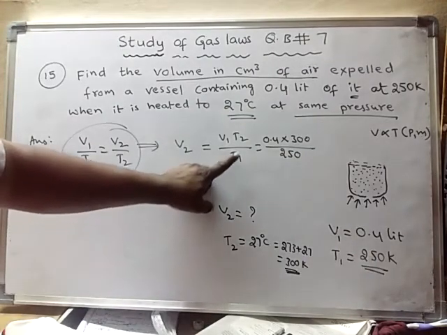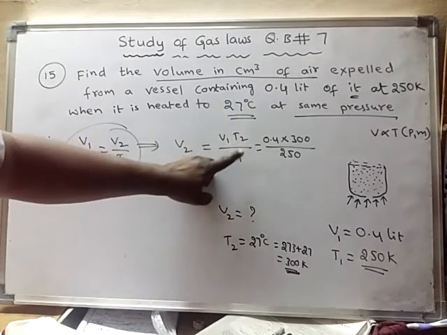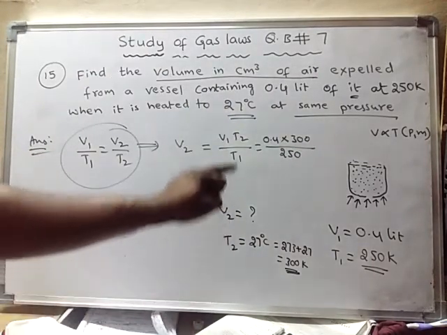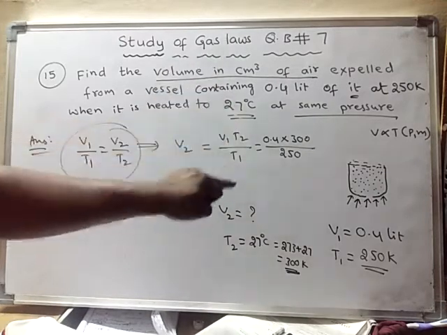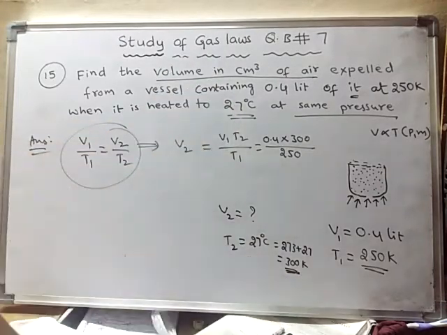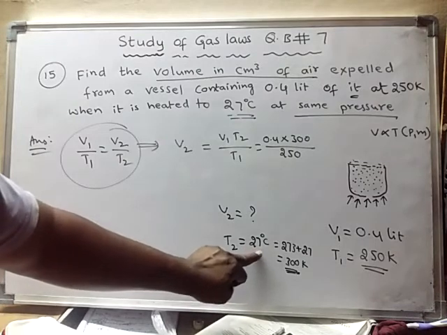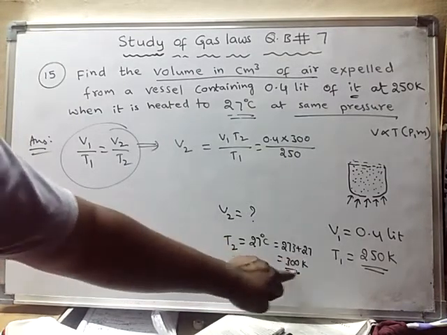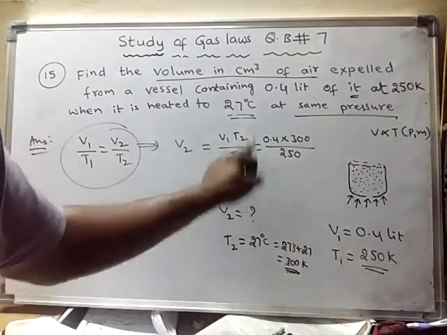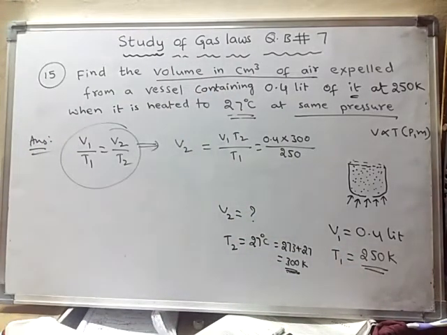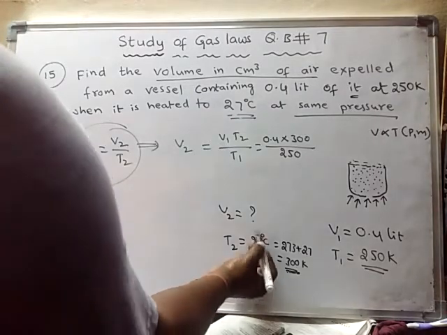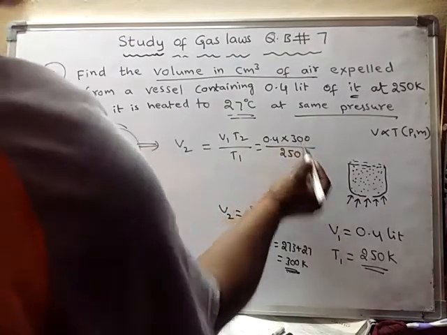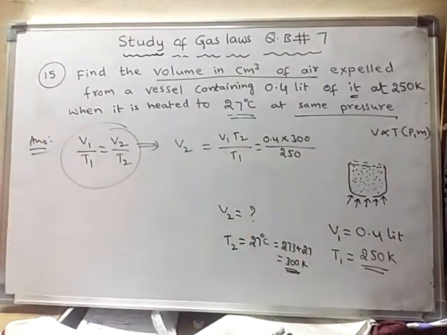Remember that we always have to use capital T only. Capital T means Kelvin temperature only. If degree centigrade is given, we have to compulsorily convert it into Kelvin temperature, and only then use those values for calculation purposes.